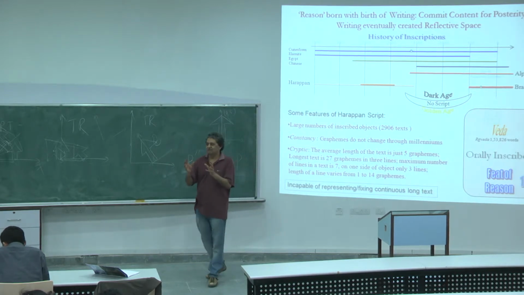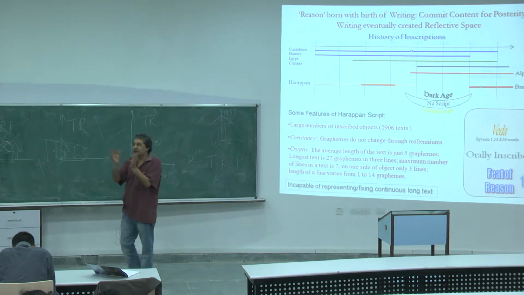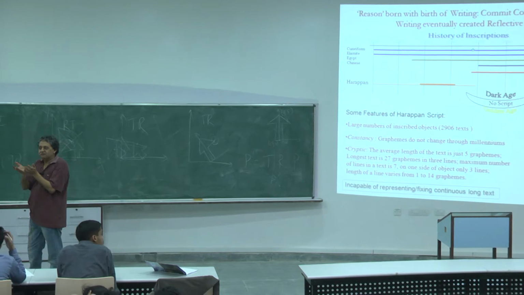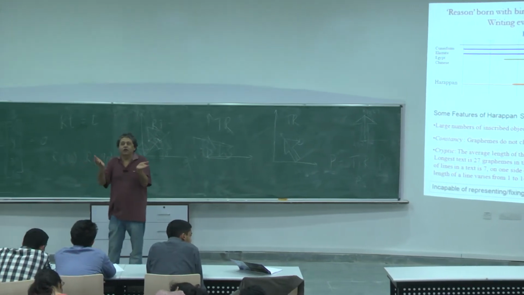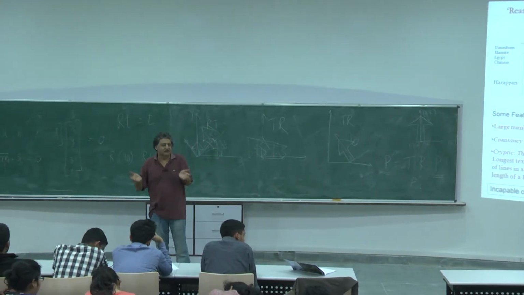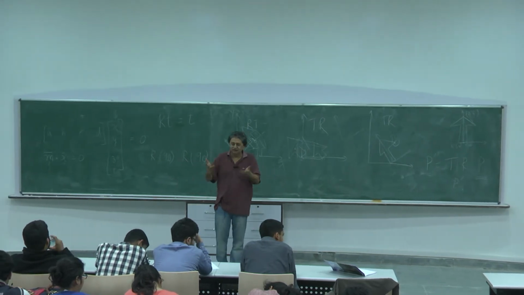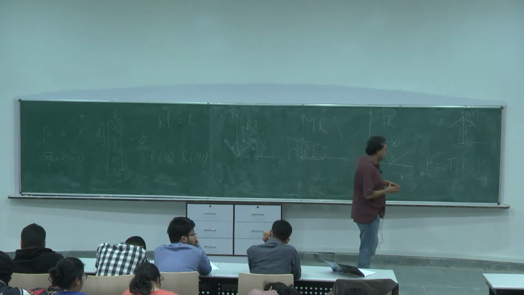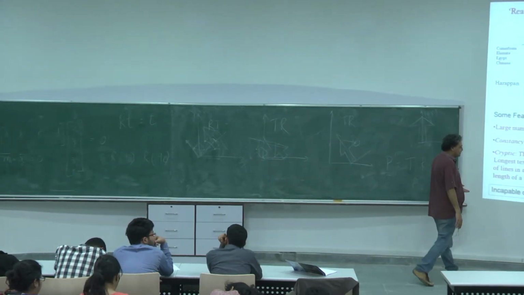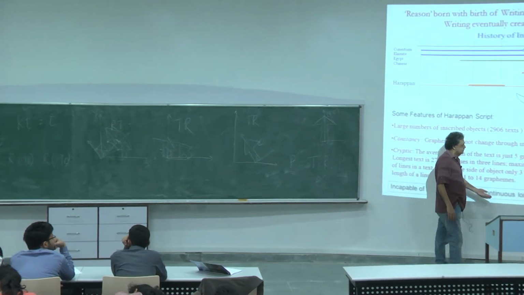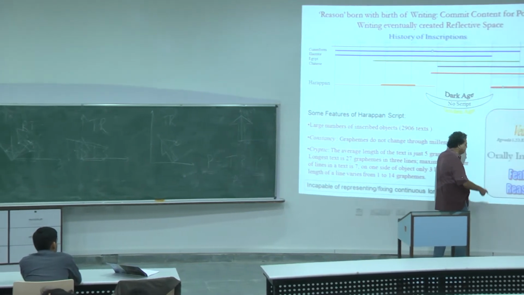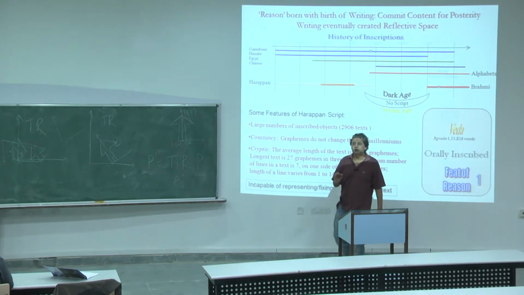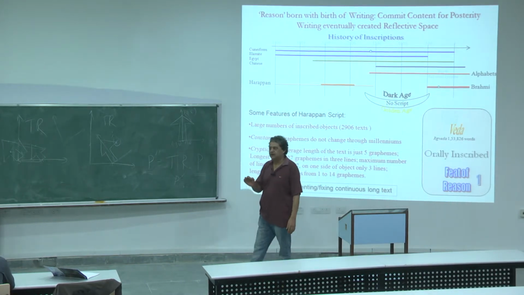So this script was probably incapable of fixing something like speech and elaborate things like poems, which are elocution, which are speech acts. A poem is a speech act of a kind. So maybe it's incapable of representing or fixing continuous long text. So what does it mean to orally inscribe? What does it mean to orally inscribe something?